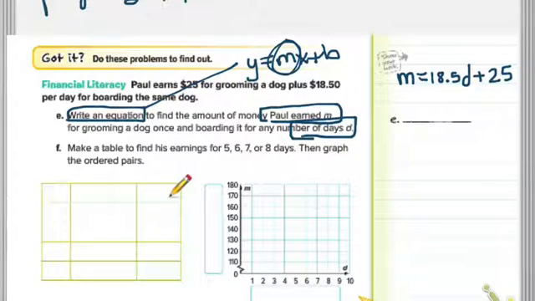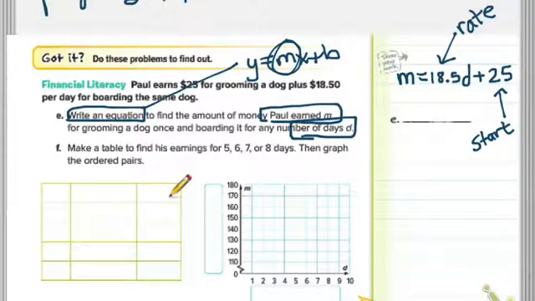And then hopefully you're realizing that that value is the rate of change, which is the same thing as the slope, and that your y-intercept spot is your starting point. So it starts at the $25 for grooming the dog, and then the $18.50 per day for boarding it. So hopefully looking at that as very similar to what we've been doing with y equals mx plus b.